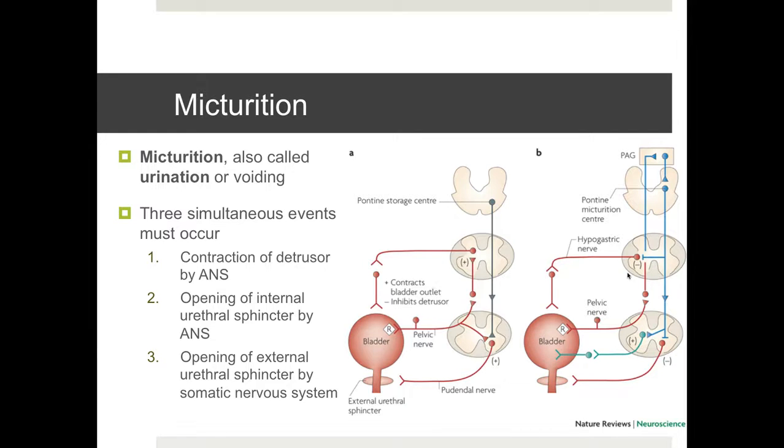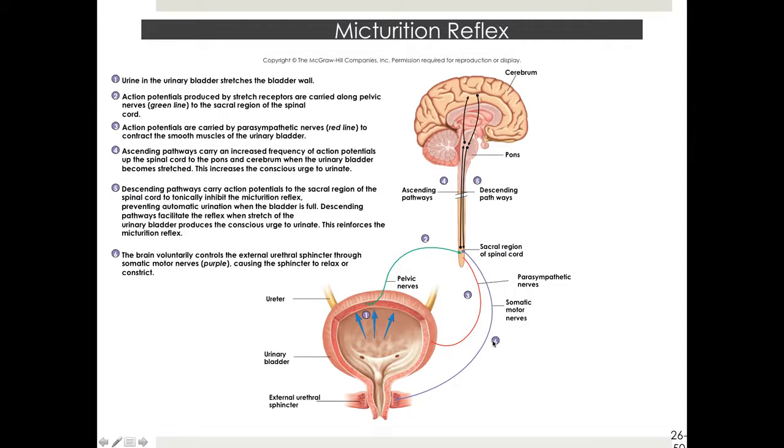Our ascending afferent input from our spinal cord might pass through our relay neurons in the PAG, which stands for periaqueductal gray, before it reaches the pontine micturition center as well. So again, this is all extra information. I won't be testing you on this. What I will be testing you on is this micturition reflex that happens. I just want you to have a general understanding of what's taking place here.